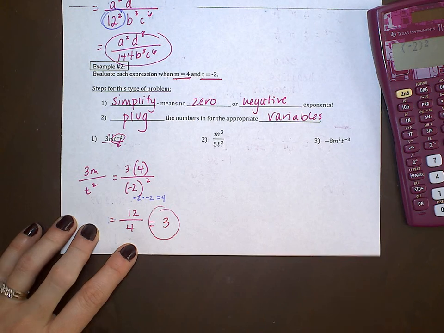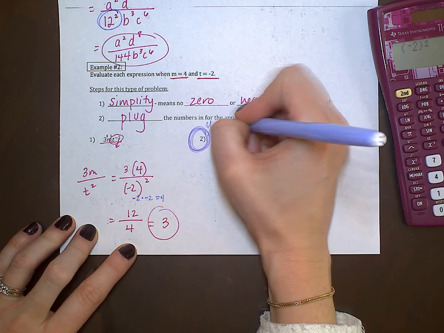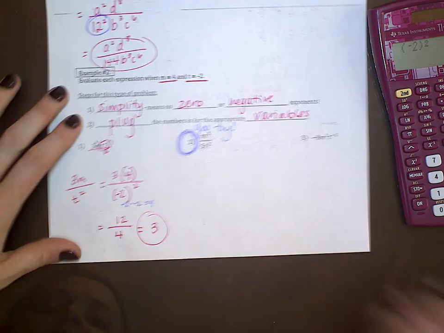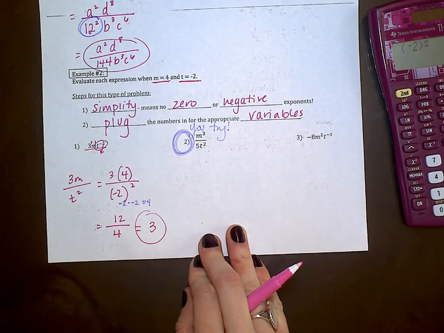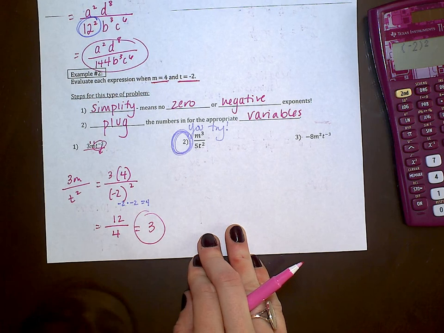Okay, I want you guys to try number 2. See what you get. Your answer should just come out to be like a number. Could be a decimal, could be just a whole number. You'll have to see. Okay, so try that one.